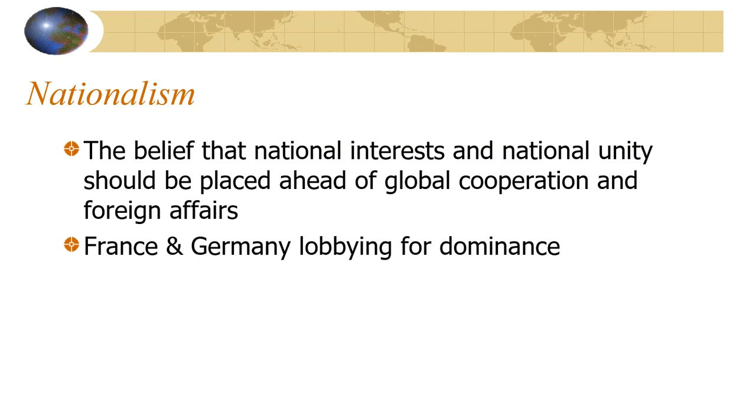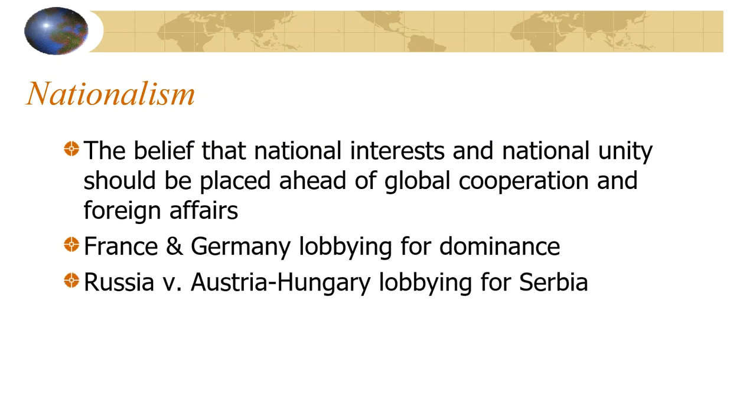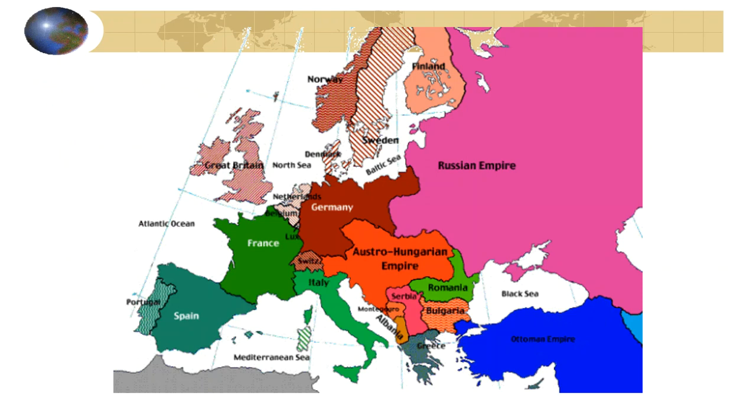France and Germany were lobbying for dominance. Part of this was a naval dominance. Part of this was just to be the strongest nation in Europe. And then Russia and Austria-Hungary were lobbying for Serbia. Both were looking to control Slavic nations.